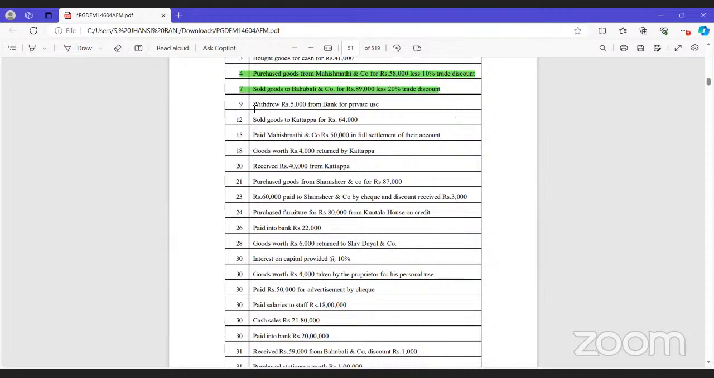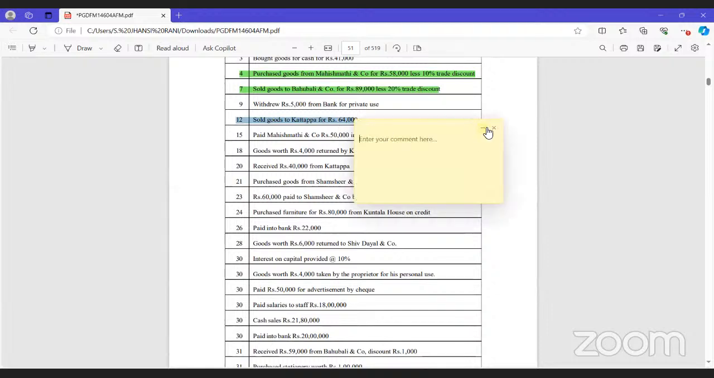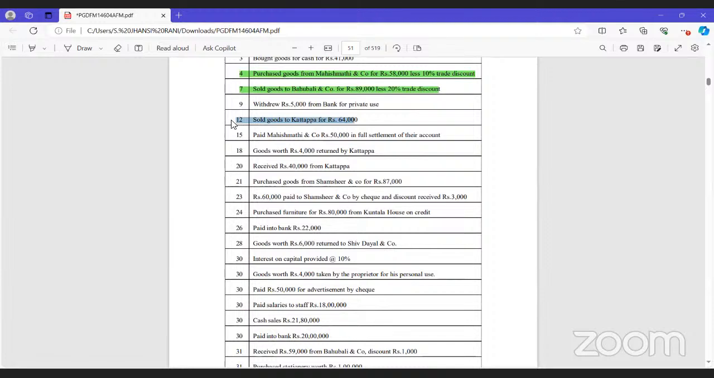Next one, withdrew rupees 5,000 from the banker. So the bank is coming in and it's a cash withdrawal, meaning we will withdraw cash from the bank. So it is a cash transaction. We will take it in the cash book. Sold goods to Katappa. This is also a credit transaction. So we are removing all the credit transactions, because in the cash book we take only cash transactions. So I am just removing all the credit transactions.